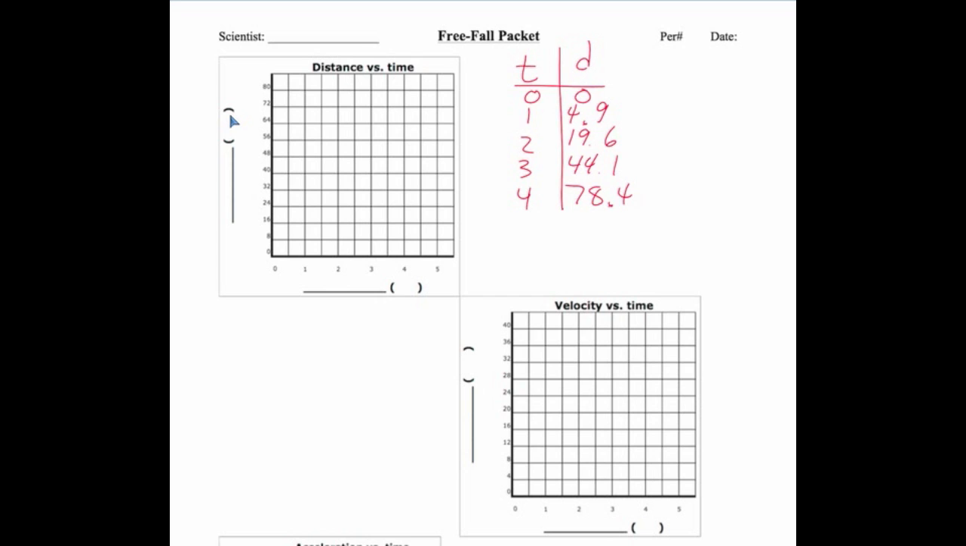The title of a graph is always the y variable versus the x variable. So distance is y, measured in meters, and time is the x, measured in seconds. If we plot the data, we can see that this graph is a curve. A distance versus time graph that's a curve shows an acceleration.